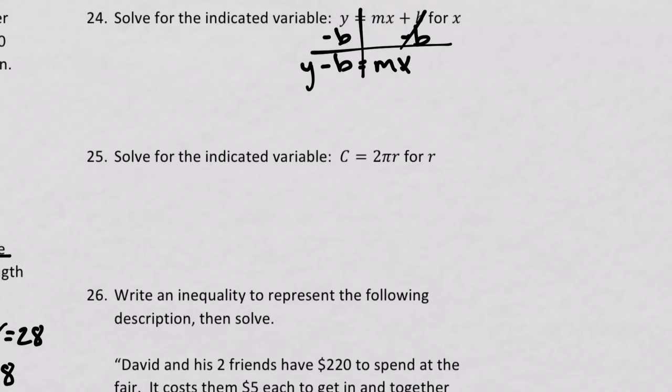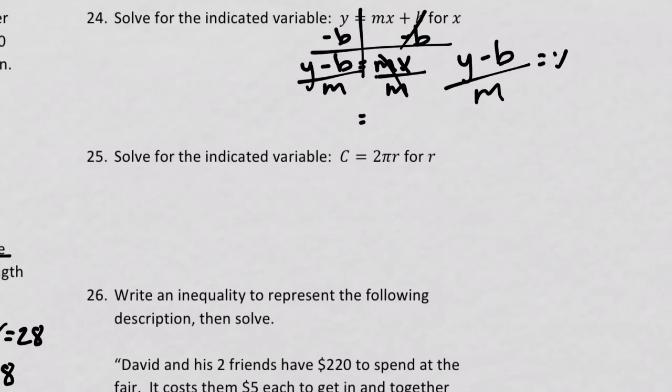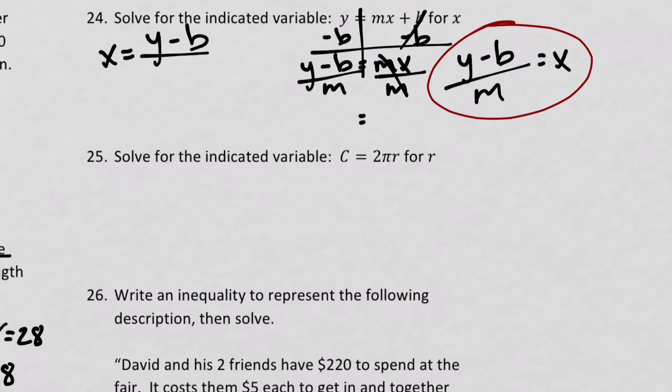Now my second and last step is to get rid of the m. Remember, I want x to be isolated. So since this is multiplication, m times x, the inverse would be to divide by m. So I divide by m here, and I divide by m over here. The m's cancel, and there's your final answer. Y minus b over m is equal to x. That's it. You could, of course, flip it around and write x equals y minus b all over m. It's the same thing.